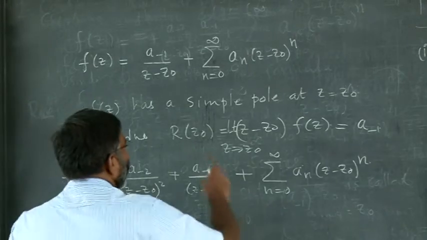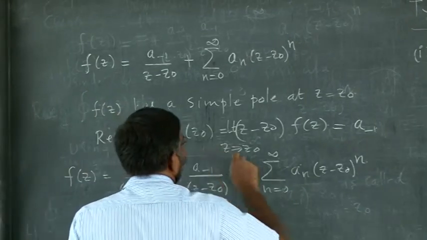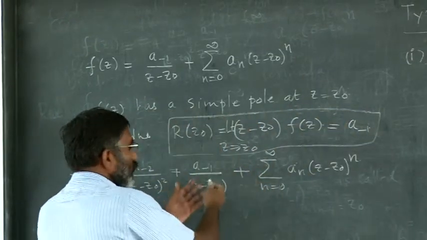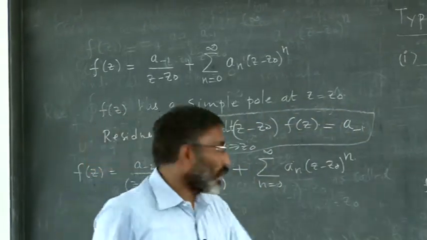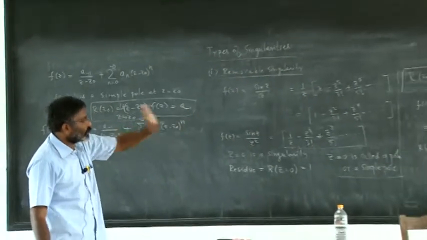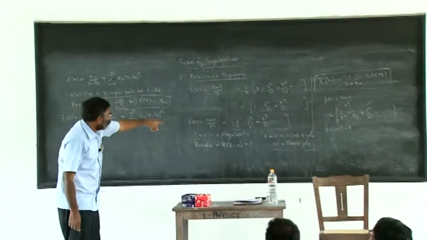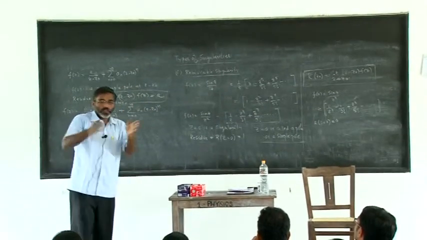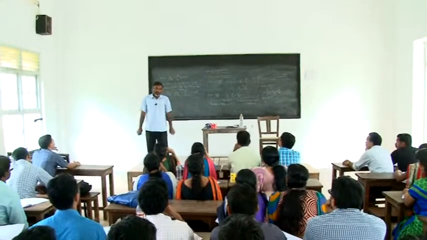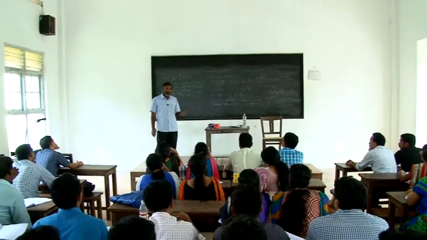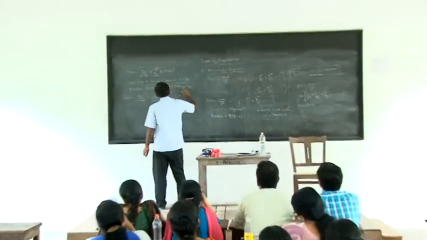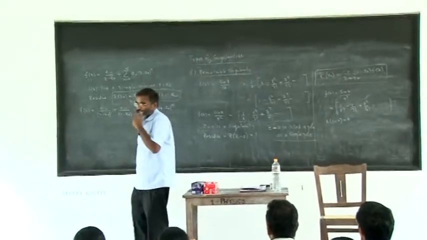So I want to give a prescription like this to find the residue. If I am able to expand it like this, I can read it out, like we have done there. 1 by z square is there, 1 by z is not there, so the residue is 0. Here 1 by z is there, so the residue is 1. If I am able to write a Taylor series expansion, I don't want a formula. I can simply read out the coefficient of 1 by z minus z naught. But if I want a prescription like this, how do I do it?